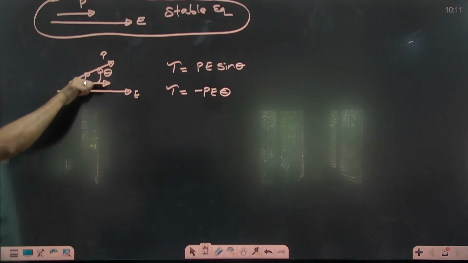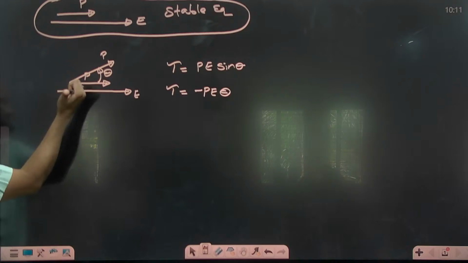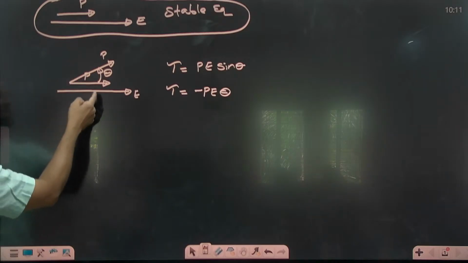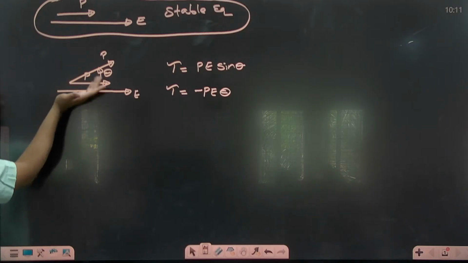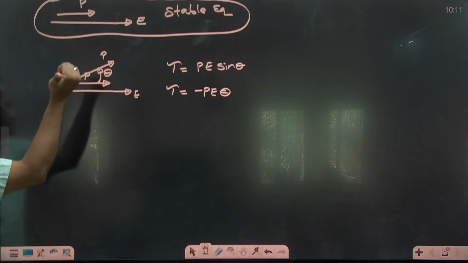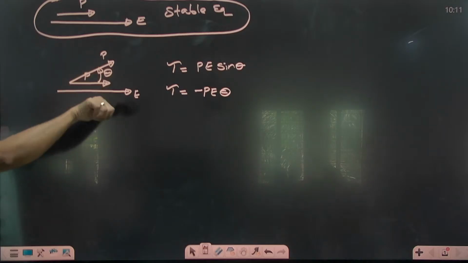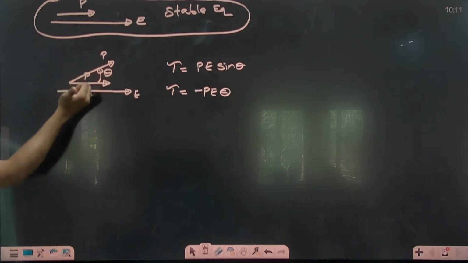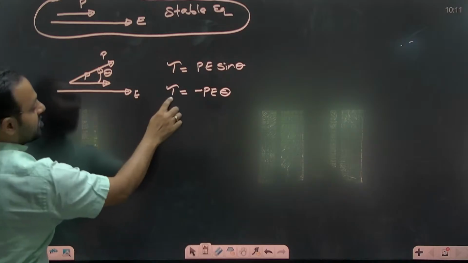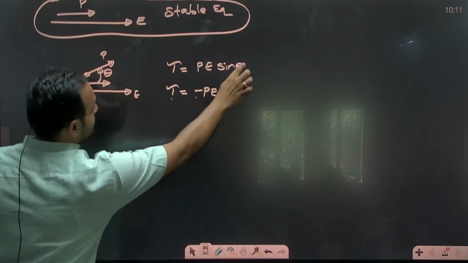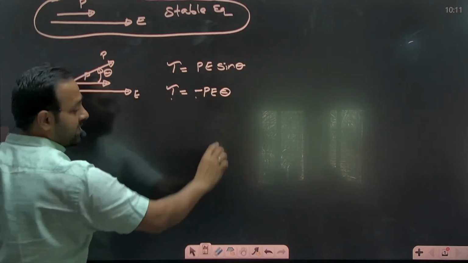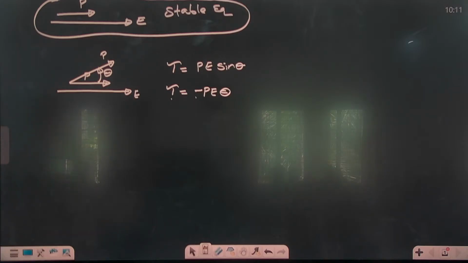So the torque is in the opposite direction to the displacement. See, displacement is anti-clockwise. Anti-clockwise means the direction is outward. What is the direction of P cross E? P cross E means it is inside. Torque and displacement are in the opposite direction. Therefore, when you convert the sin theta into theta, you write it as minus PE into theta.